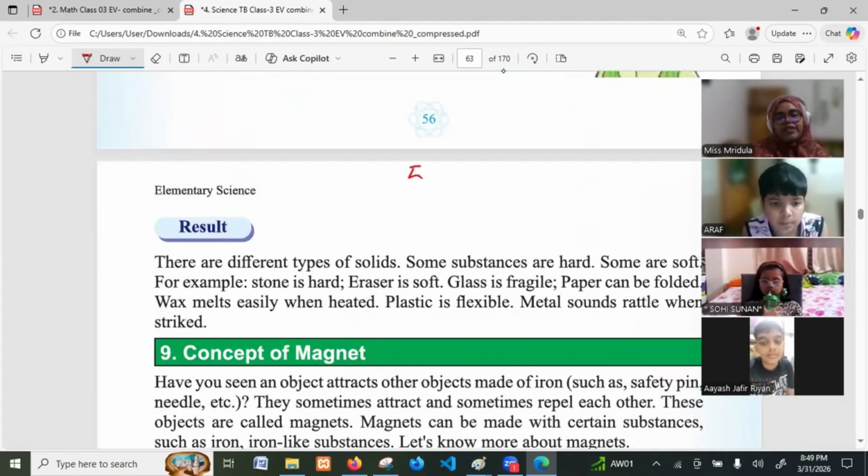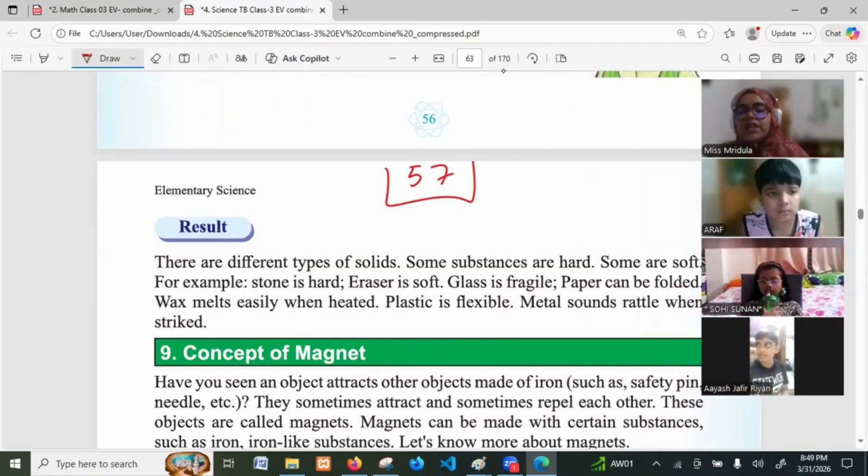Okay, so on page number 57, they have the result of it. There are different types of solids. Some substances are hard, some are soft. For example, stone is hard, eraser is soft, glass is fragile. What does fragile mean? Fragile means something that can be broken very easily.